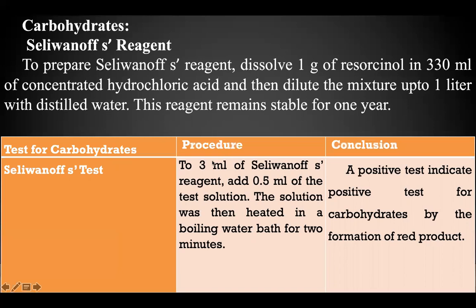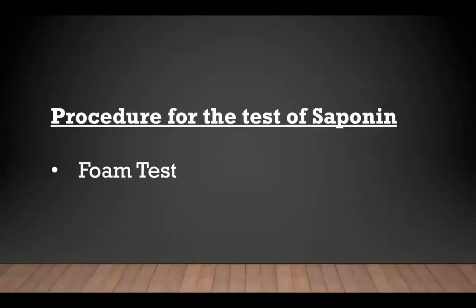What is the test procedure? We will take 3 ml of Seliwanoff's reagent and then add 0.5 ml of the test solution. The solution is then heated in a boiling water bath for 2 minutes. A positive test for carbohydrates is indicated by the formation of a red product. If red color formation is there, then it means that carbohydrates are present in your sample.